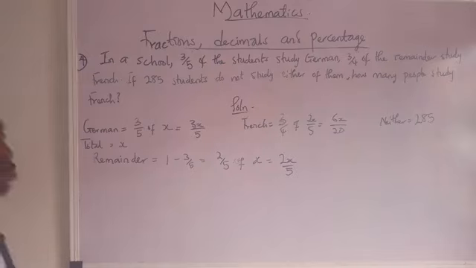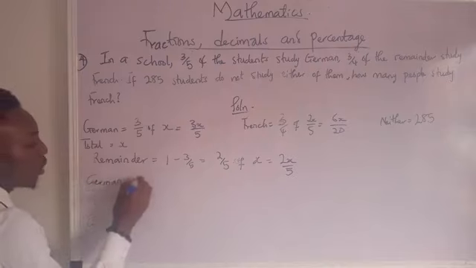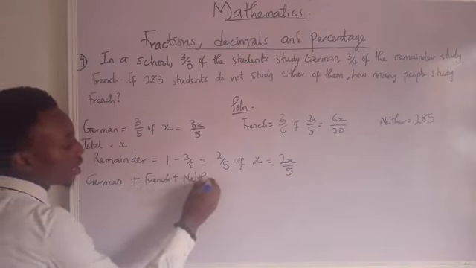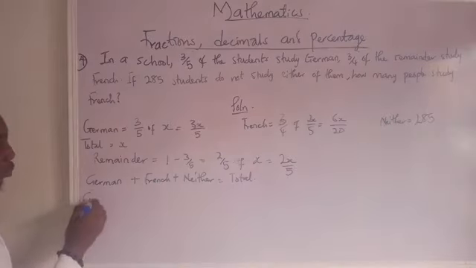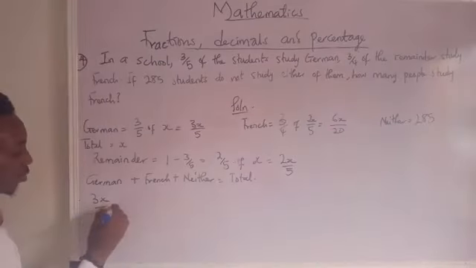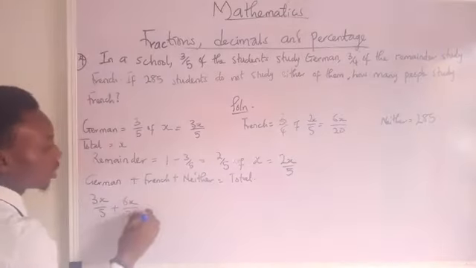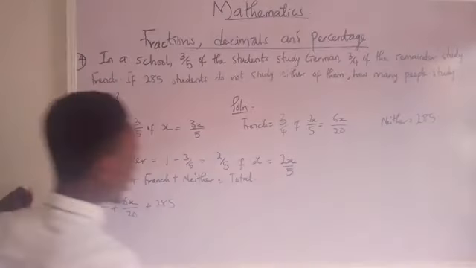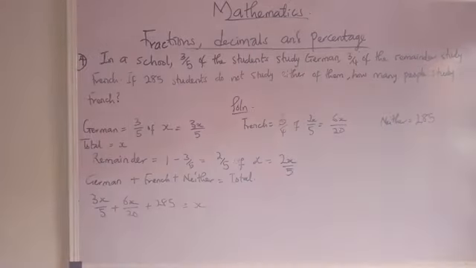Now, total number of students is what? Students studying German plus students studying French plus students studying neither gives us the total number of students in the school, right? Now, people studying German, let's replace it with 3x/5, plus people studying French, replace it with 6x/20, plus 285 people studying neither, right? They give us total. We said our total will be x. Now, we just do something simple.